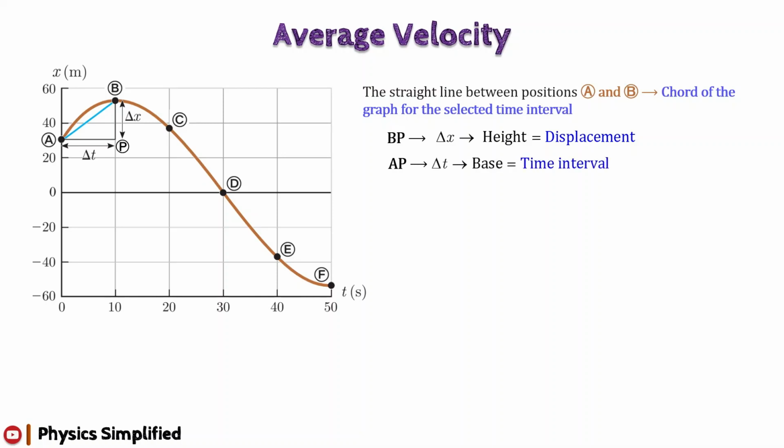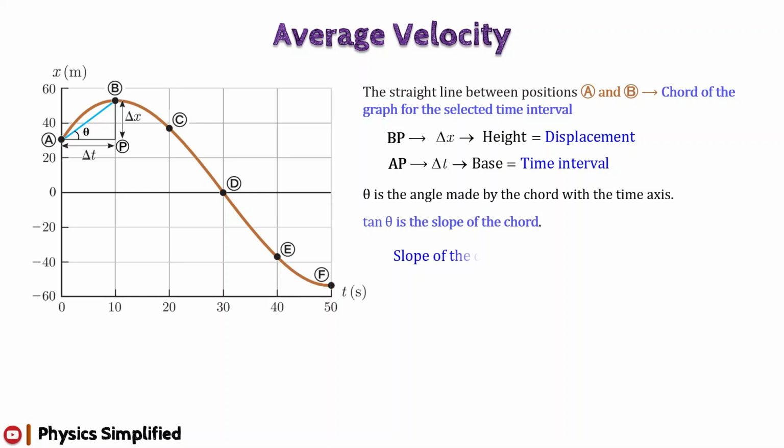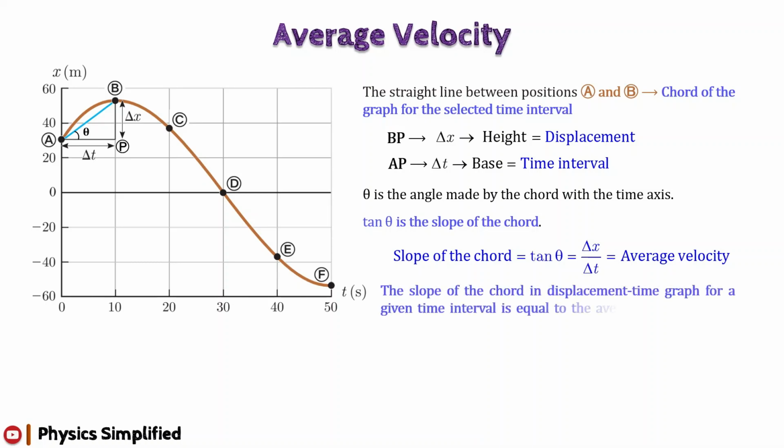According to the figure, the chord makes an angle theta with the time axis. To find the slope of the chord, we need to determine the value of tan theta. So, slope of the chord is equal to tan theta, which is equal to the ratio of delta x and delta t. This is what we have defined as the average velocity. So, we can state that the slope of a chord in displacement time graph for a given interval of time is equal to the average velocity of the particle for that time interval.